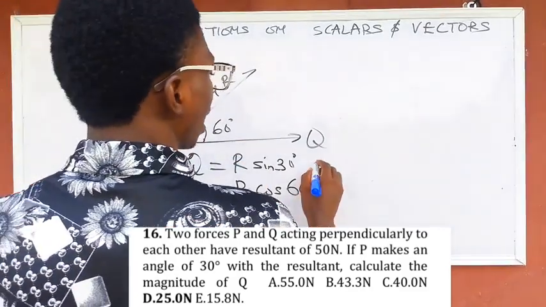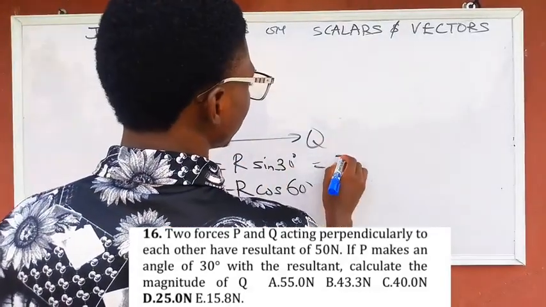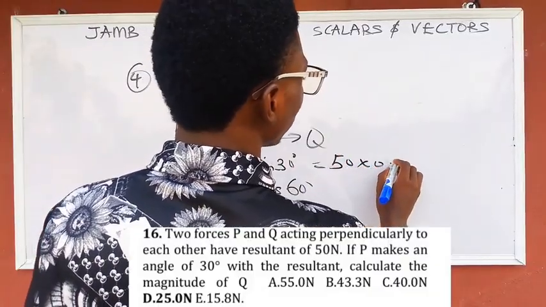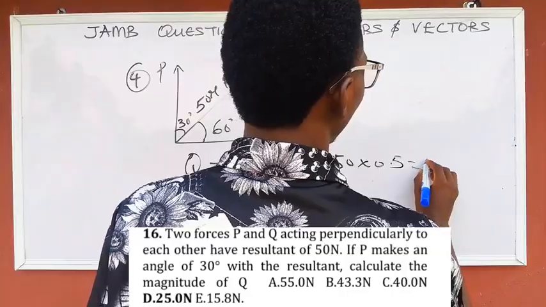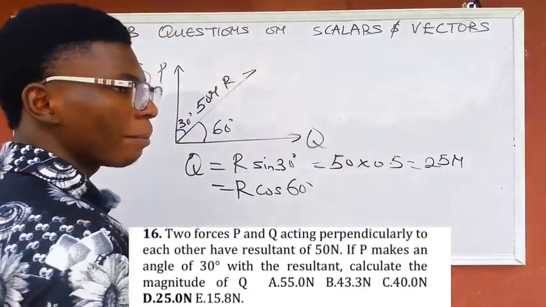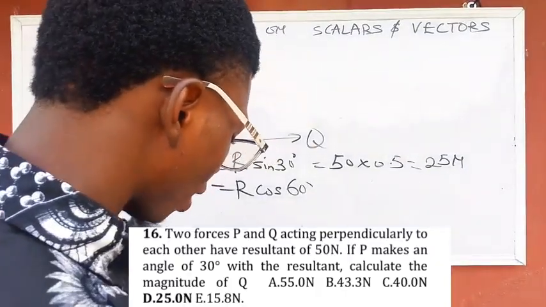So R, which is 50, times sine 30 will be what? It will be 0.5. So that will be 25 Newton. That will be the magnitude of Q. Hope you are getting my point now.